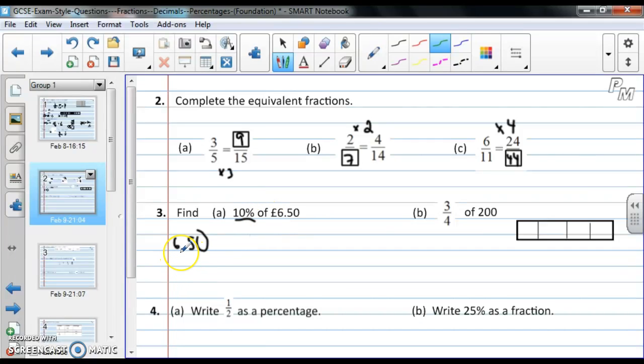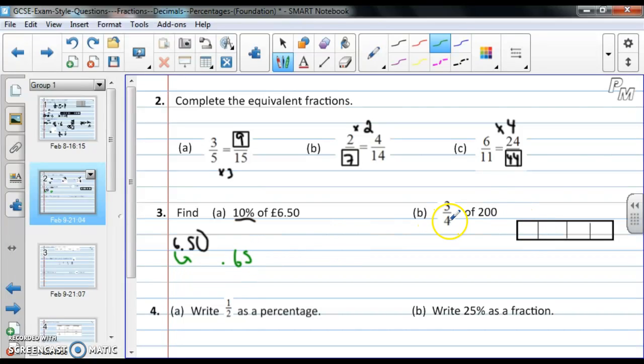When you do that, remember, going through the answer now, when I divide by 10, I move my digits to the right one place value over. So my 6 is going to move over to the tenths place, which means I have 0.65, so 65 pence.